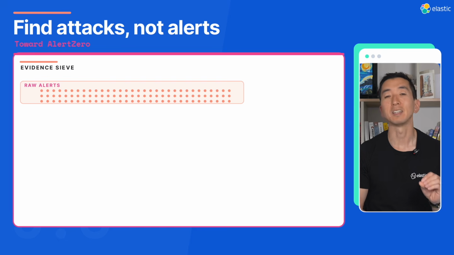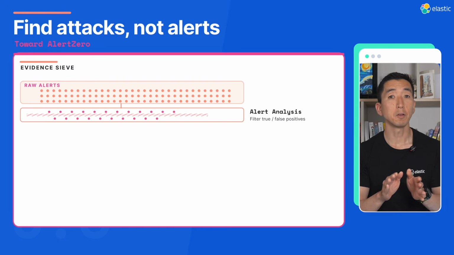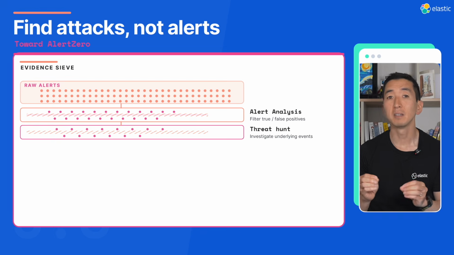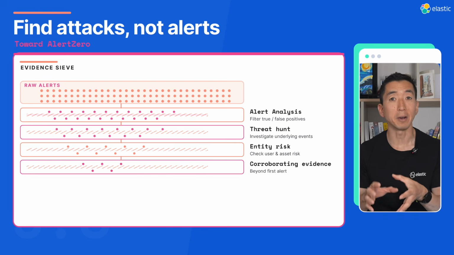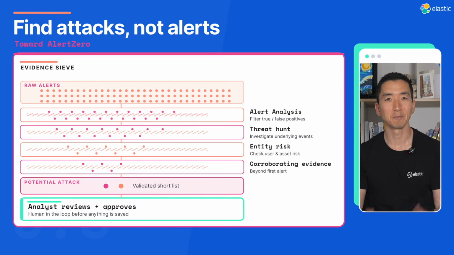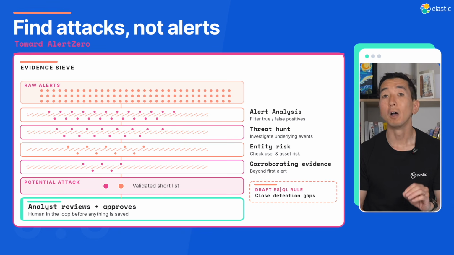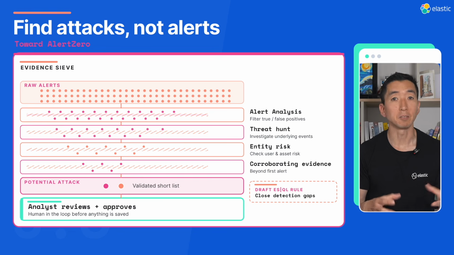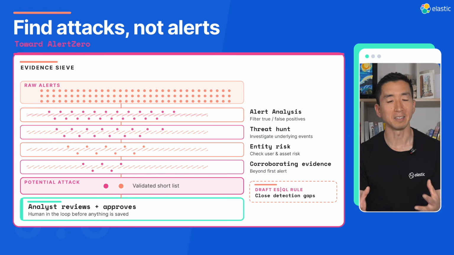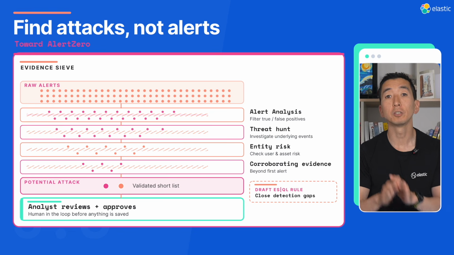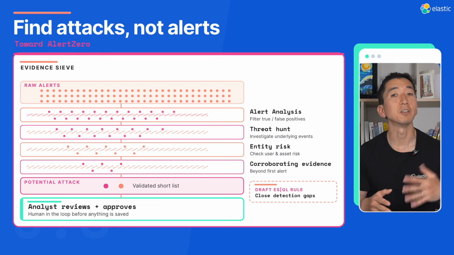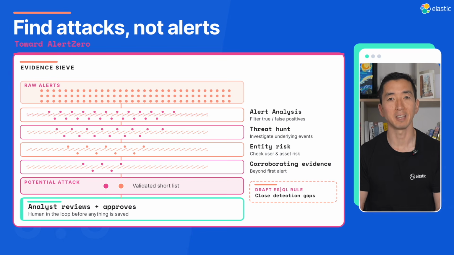Attack Discovery gets Elastic closer to that goal. In 9.5, it can threat hunt underlying events, check entity risk, and look for corroborating evidence before surfacing a potential attack. If it finds a detection gap, it can even draft an ESQL rule. A human is still in the loop, meaning the analyst will review and approve it before anything is saved. Alert analysis filters true and false positives first, giving Attack Discovery a cleaner set to investigate. So AI does the repetitive first pass, the analyst decides whether the attack is real and what happens next.